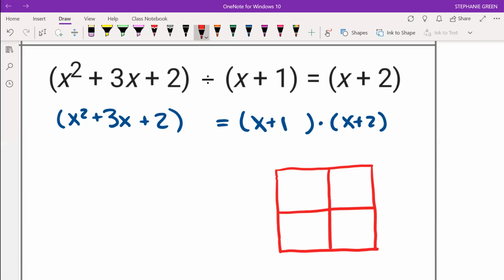But with larger polynomials, we really want to make sure that we're super familiar with this box it method because it organizes our process a lot better. So we're multiplying x plus 1 by x plus 2. When I fill this in, just like we would any other times table, we end up with x squared here, x, 2x, and 2.